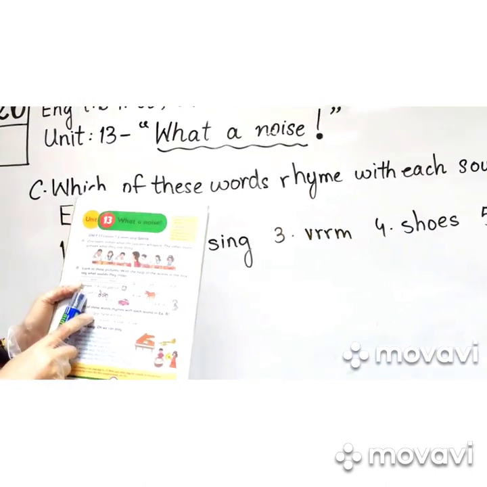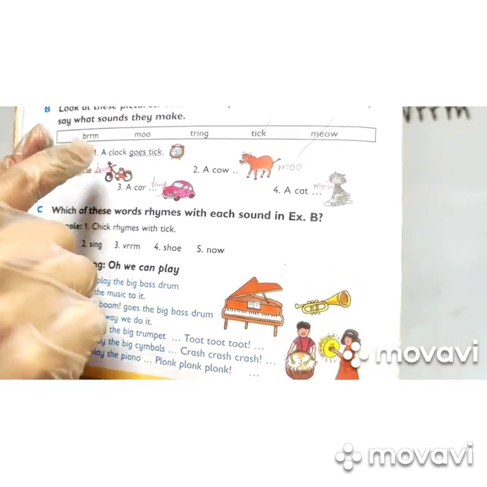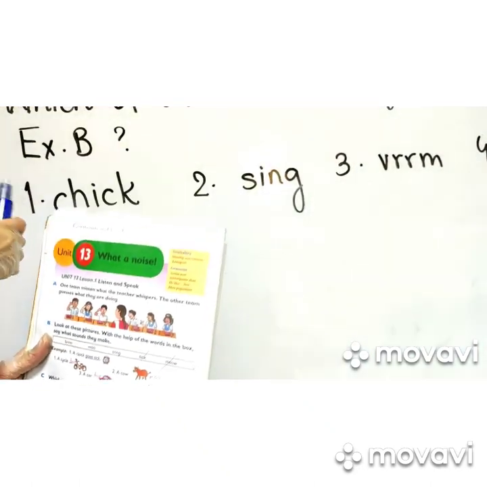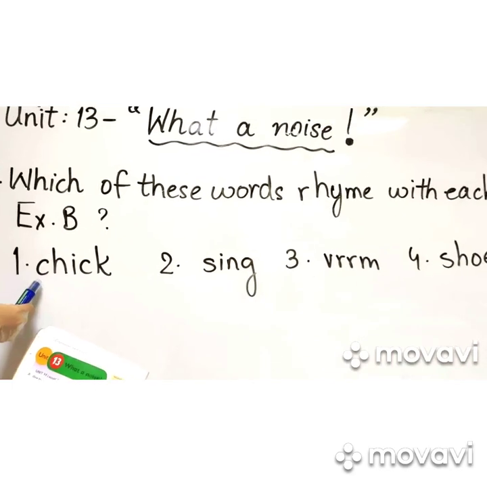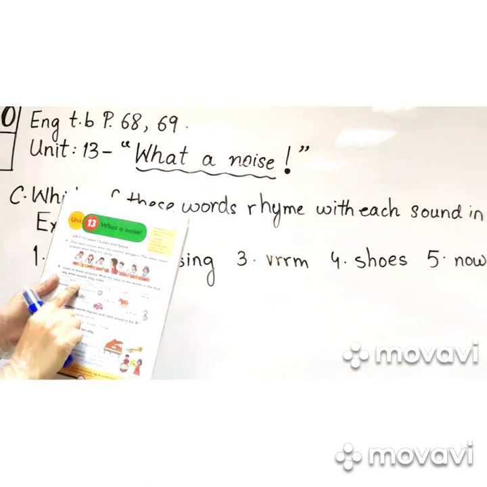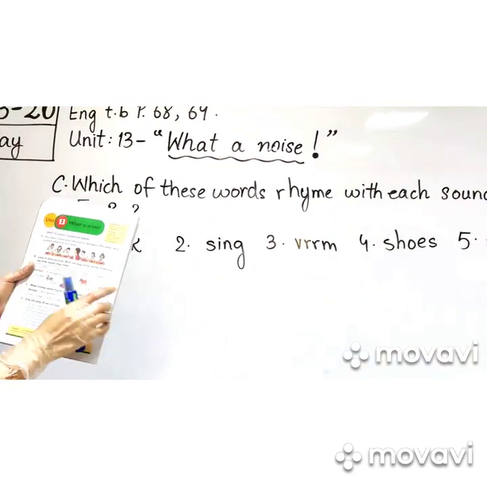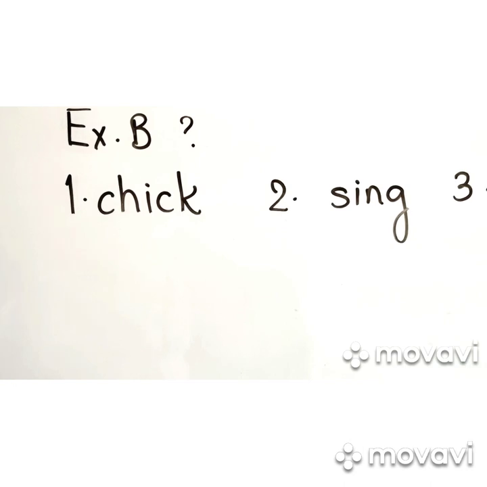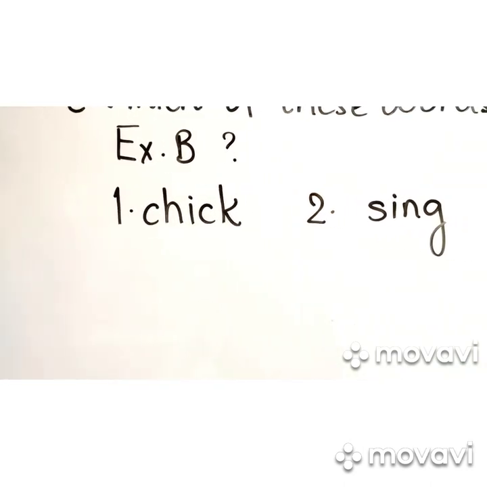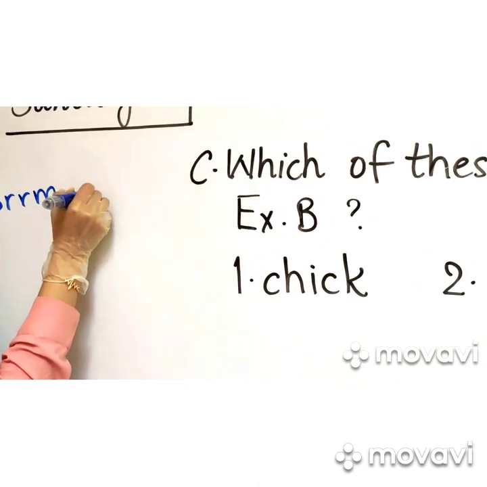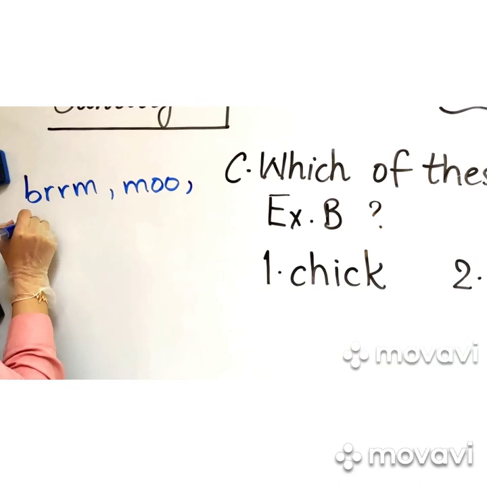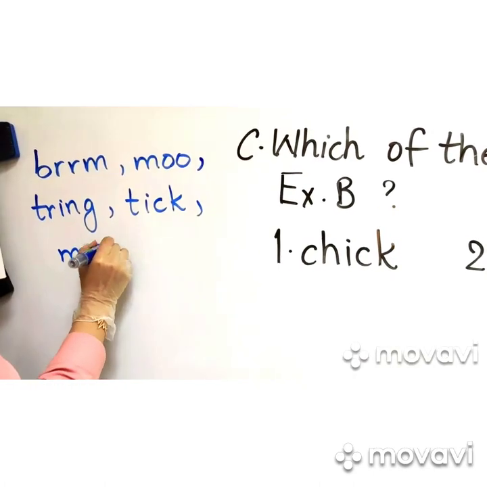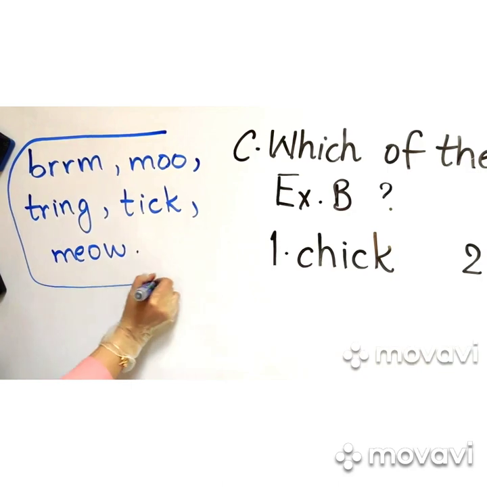Look at the words in exercise B. Which words did we have in exercise B? Broom, moo, tring, tick, meow. Which one matches with the first one here? Chick. Which of the words in the book in exercise B match with the word chick? I will write these words for you on the board. So these are the words from exercise B.